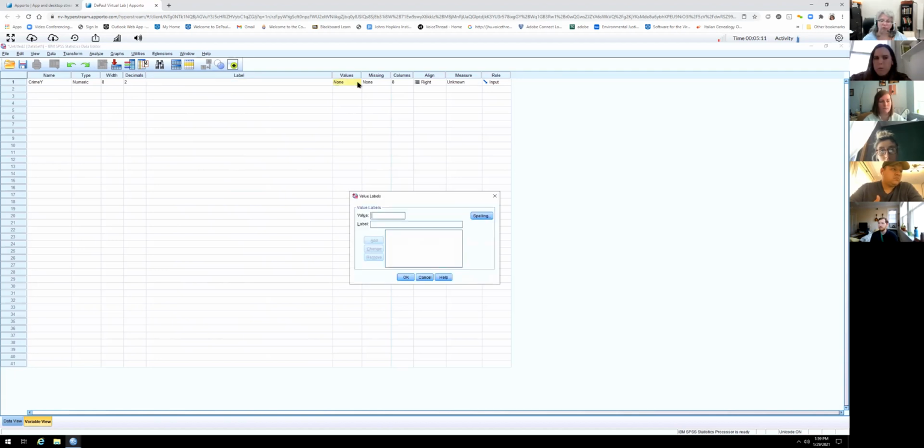Values is a really important column under this variable view tab. This is where you're going to put in any codes that you use. And some of you, if you remember from the assignment on your own data set, this is where you can put in binary codes. Most of the data we're going to be using for your research papers is interval, so you don't need to worry about values because it doesn't have a code. Interval data doesn't have a code.